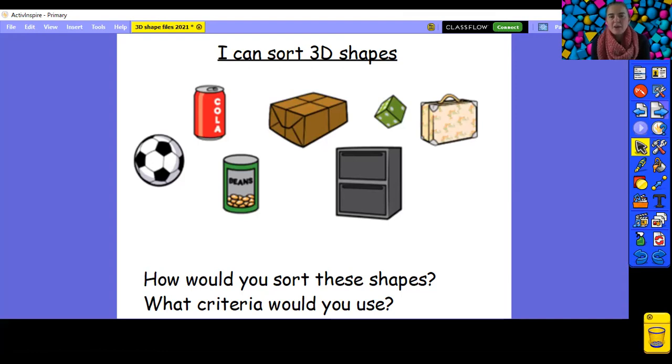And then once you've had a go at sorting the shapes, take a photograph of them so you could send your sorting criteria to us. And then come back to me so that we can go through the rest of our learning activities.